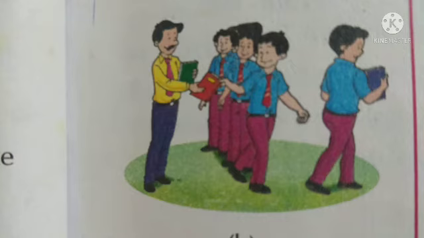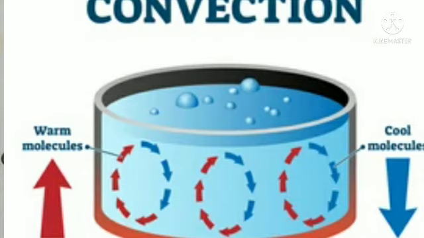In convection we mainly learn that liquids and gases are bad conductors of heat, right? So these liquids and gases are heated by another process or another transfer of heat, that is considered as convection. When we consider convection, we need to discuss its definition. Convection is a process of transfer of heat in a liquid or a gas by the actual movement of molecules of the liquid or gas.